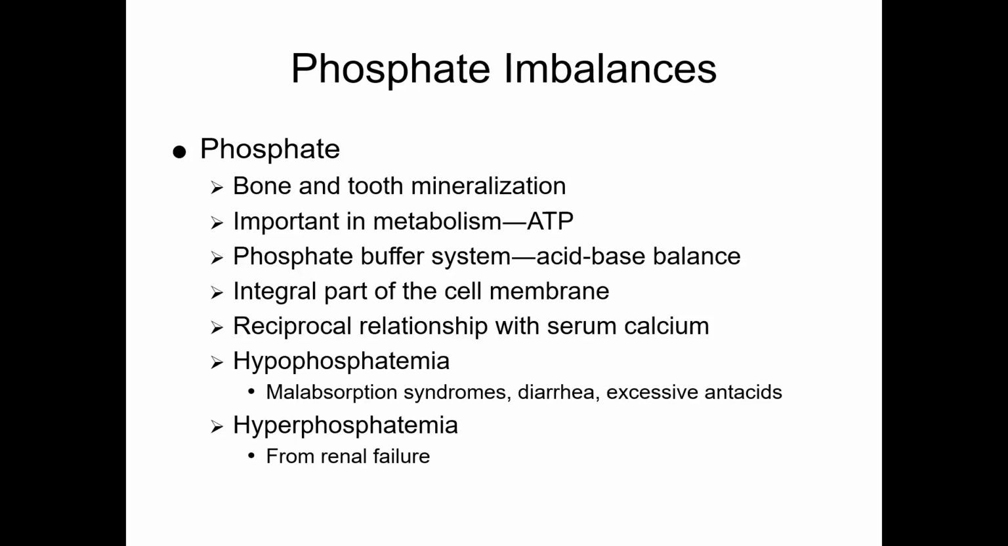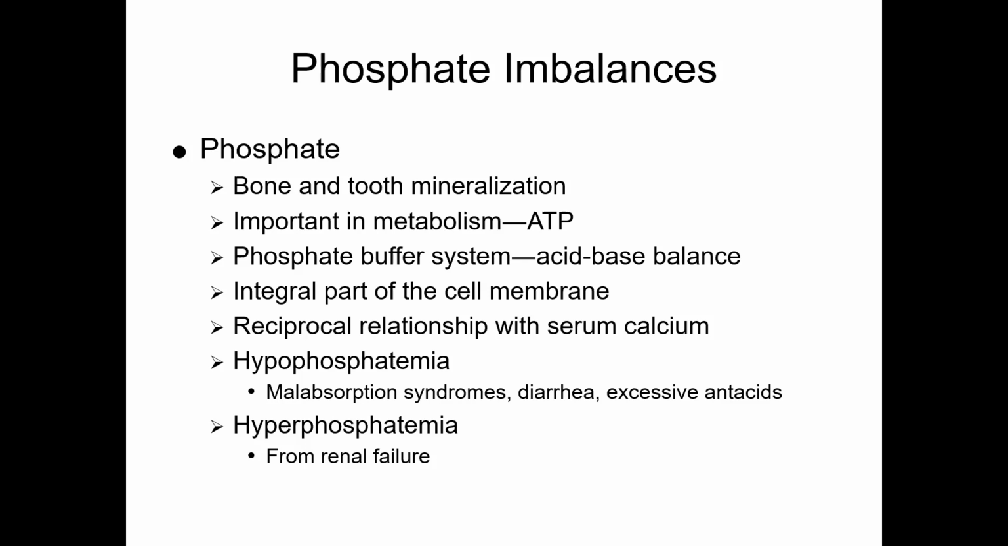Phosphate imbalances. Phosphate is located primarily in the bone, but it does enter both extra and intracellular fluids. The level is normally 0.85 to 1.45 mmols per liter. Phosphate is important in many metabolic processes, especially those involving the cellular energy source. Adenosine triphosphate, or ATP, is made from phosphate. Bone and tooth mineralization is supported by phosphate.